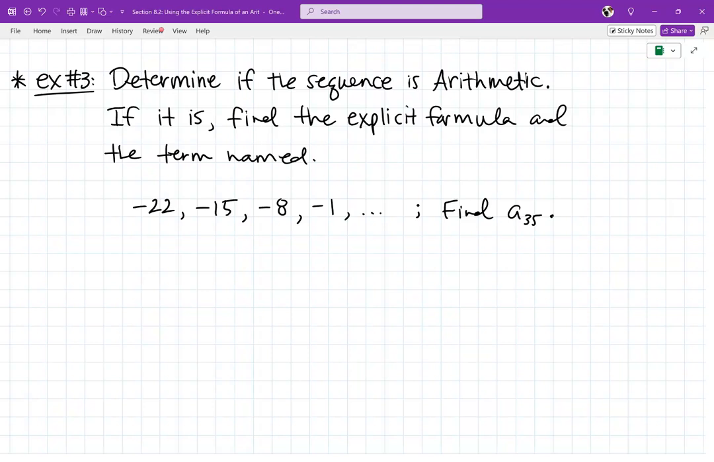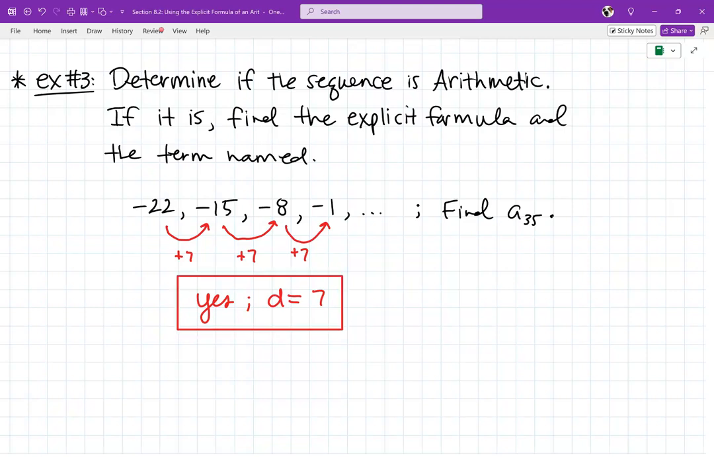What happens from negative 22 to negative 15? I'm adding 7. What about from negative 15 to negative 8? Is that still adding 7? Yeah, it is. And then from negative 8 to negative 1, that's still 7. So is this an arithmetic sequence? Yes, it is. So I'm going to basically say yes, that's the first part. Actually, let me name the d value. D is 7.